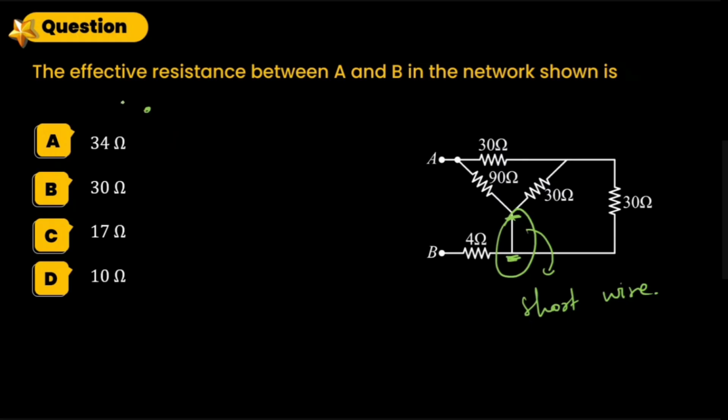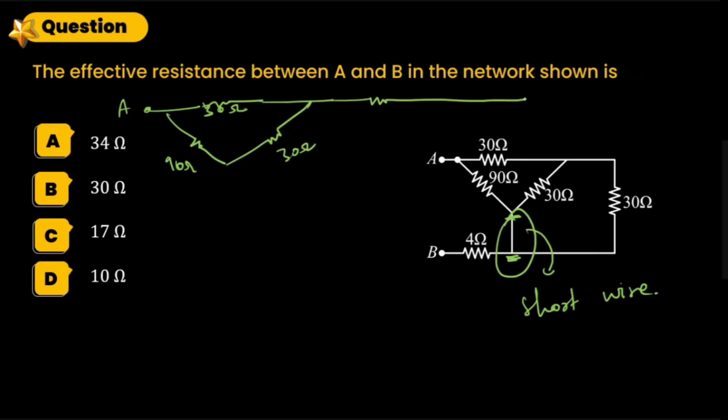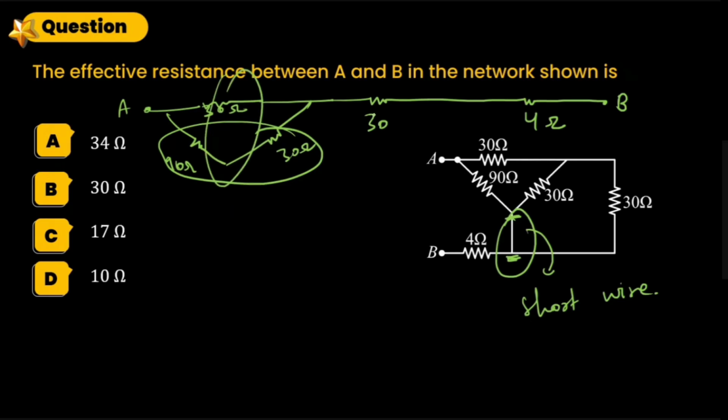So ultimately, suppose this is a point, this is a 30 ohm resistor, and something connected is 90 ohm, and then another connected is 30 ohm. So this is how the circuit looks. If you short this wire, you can easily solve the circuit. This is 30, this is 4, this is in parallel, this is in series, and whatever comes is in parallel with 30 ohm. Then all are in series. So just remember the concept here, you have to short the wire.